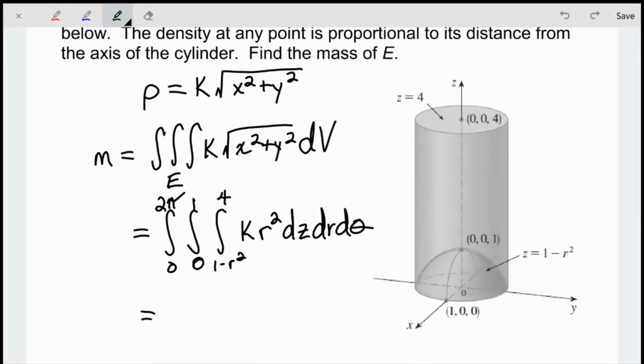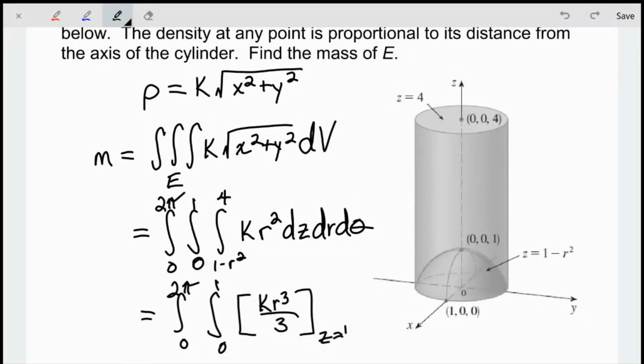Okay, so let's say we solved that inside integral. What we would end up with here is this double integral from 0 to 2 pi and then 0 to 1. And when I plug everything in and simplify, I'm going to end up with kr cubed over 3 evaluated from 1 minus r squared to 4. Let's see, I'm going to say this is from z equals 1 minus r squared to 4. And then we'd still have our dr d theta.